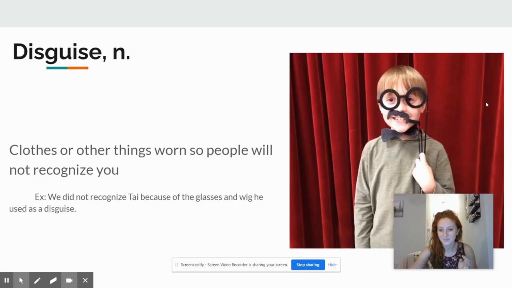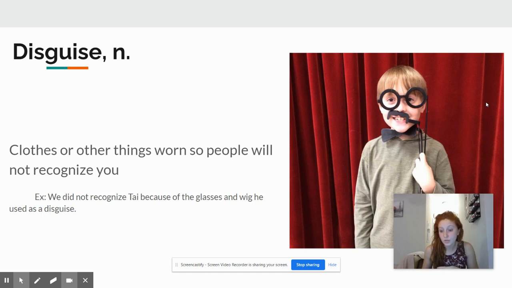Okay. All right. So disguise. This is a fun one. All right. And it's a noun. And a disguise is clothes or other things that you wear so that people don't recognize you. So if you look in that picture, you see that little boy's got those fake glasses and a fake mustache and a little bow tie on. And so he's trying to disguise himself. Excuse me. So that people don't recognize him.